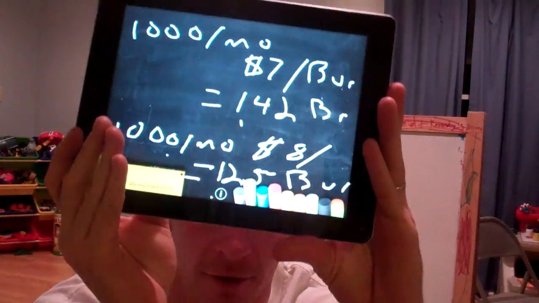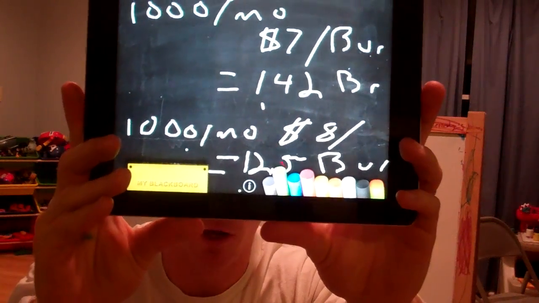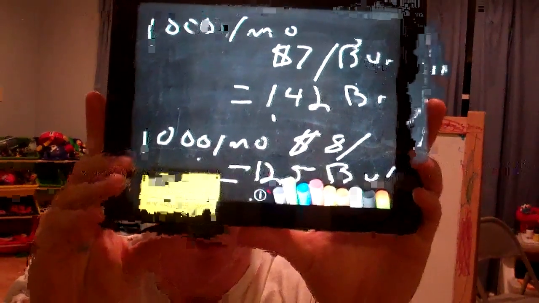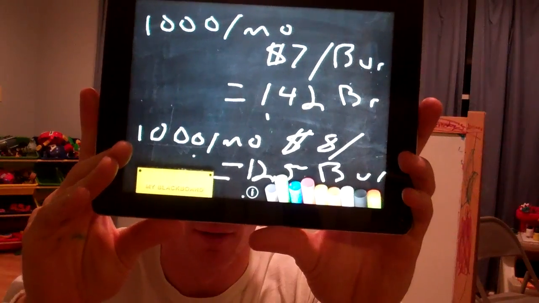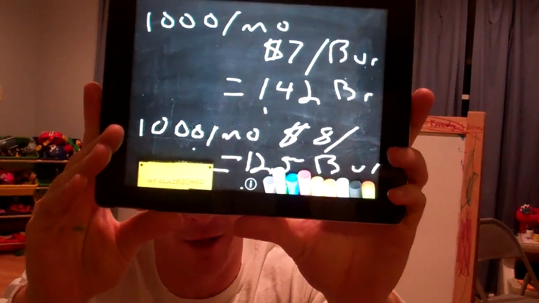Here is an example that I did in third block. Okay, I hope you guys can see this. Let's say that you make $1,000 a month. And let's say that burritos are $7 per burrito. If you spend all $1,000 on burritos at Qdoba, which I think is a pretty good investment, you would have 142 burritos. But if burritos went up to $8 a burrito, you would only be able to buy 125 burritos. So the increase in price reduced your purchasing power. And that's what we are learning about when we talk about inflation.